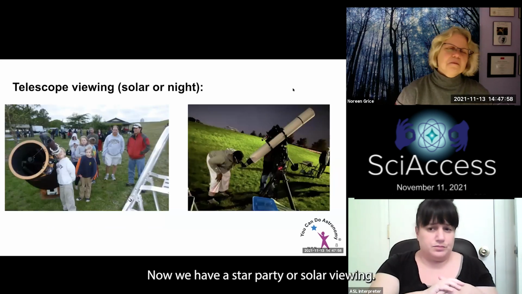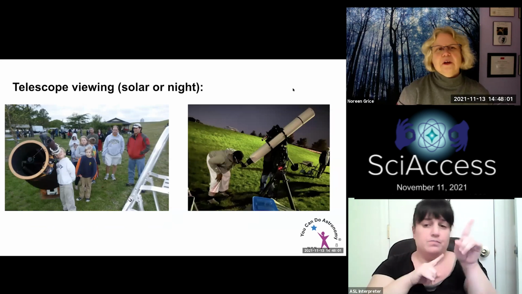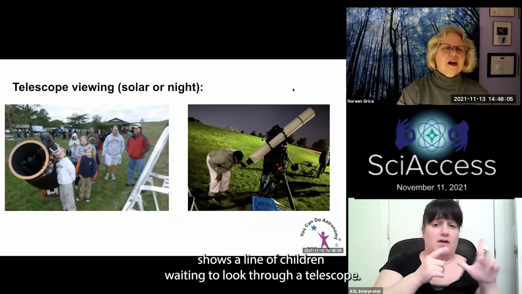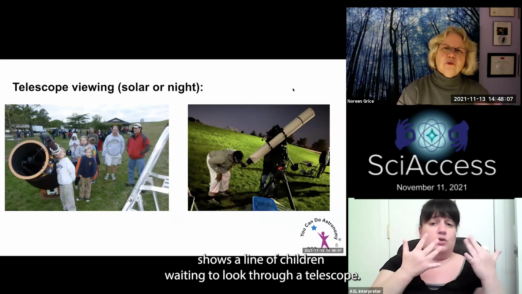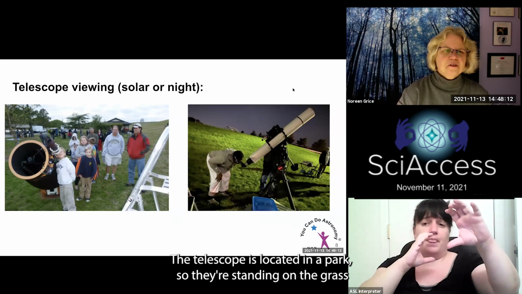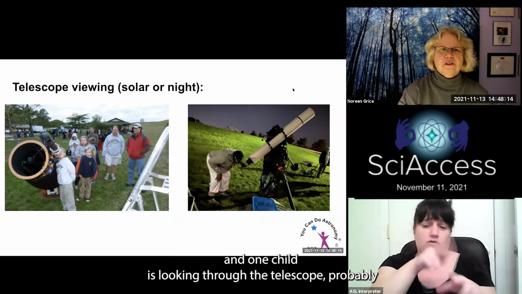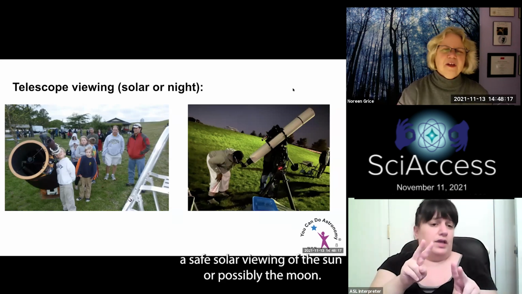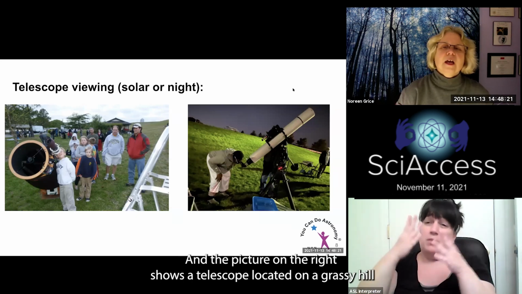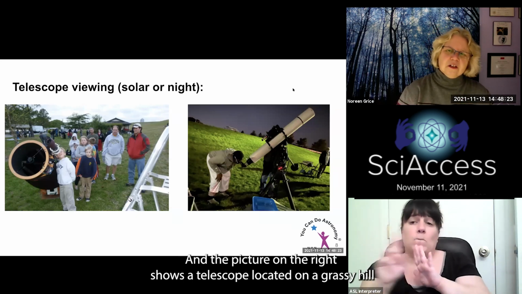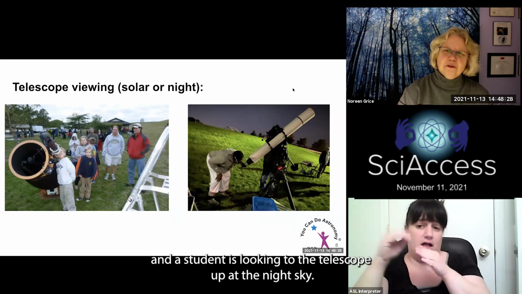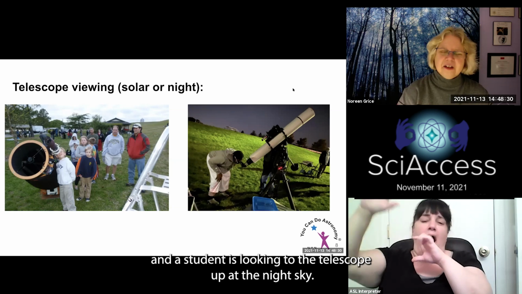Now we have star party or solar viewing. We have 2 pictures on this slide. The picture on the left shows a line of children waiting to look through a telescope. The telescope is located in a park, so they're standing on the grass, and one child is looking through the telescope, probably at safe solar viewing of the sun, or possibly the moon. And the picture on the right shows a telescope located on a grassy hill, and a student is looking through the telescope up at the night sky.